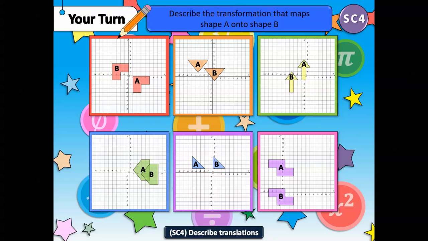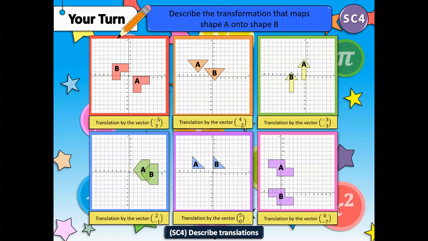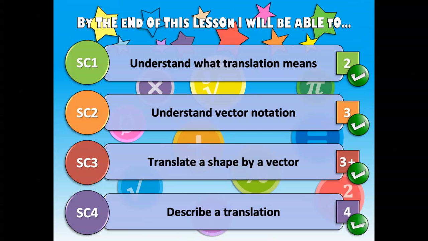Here are some questions for you to have a go at. Pause the video, and when you're ready to mark your work, press play. Here are your answers, so you can mark those. And now we've completed success criteria 4.